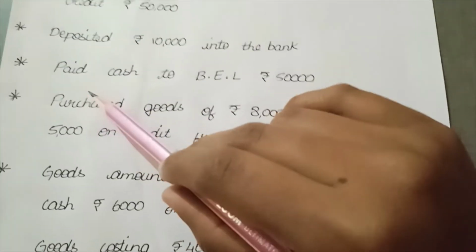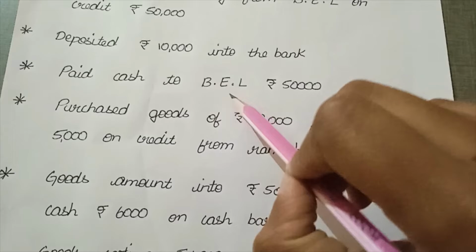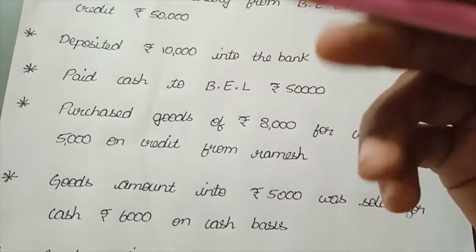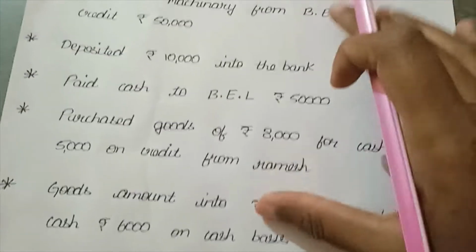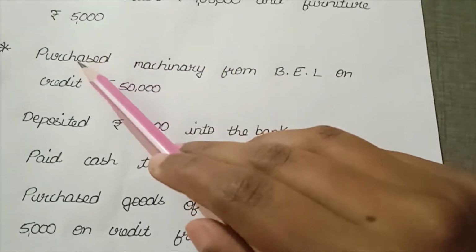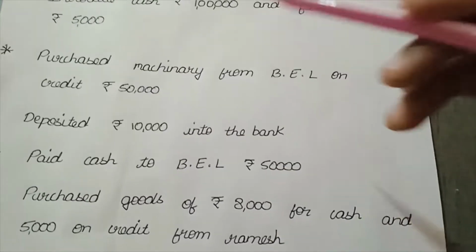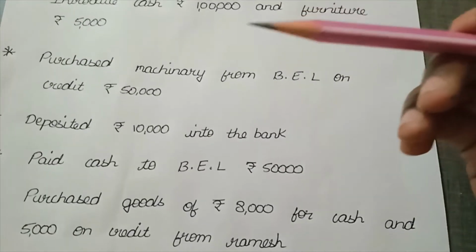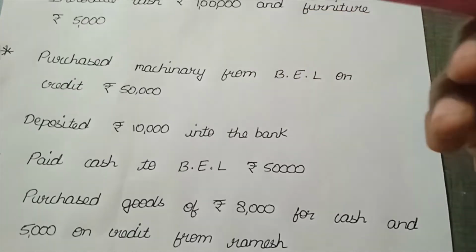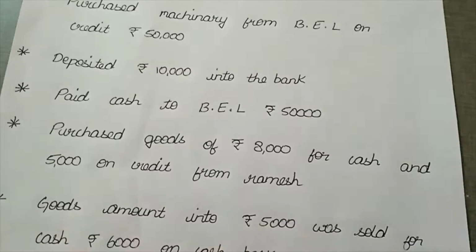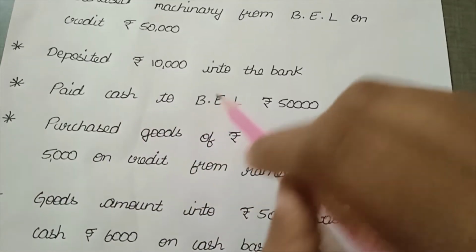Then paid cash to BEL 50,000. 50,000 rupees they are paying to BEL. Why are they paying? Because the machinery purchased from BEL was on credit. They have not yet paid the credit, so the company has paid the cash to BEL.